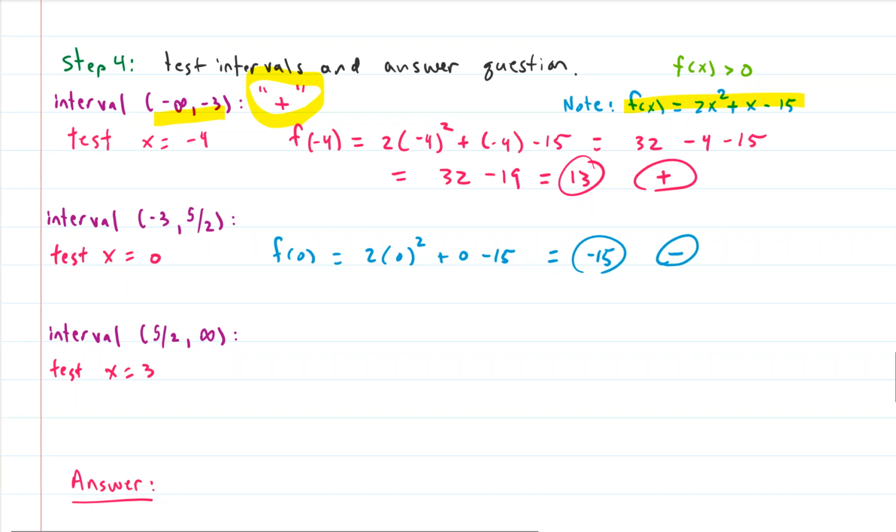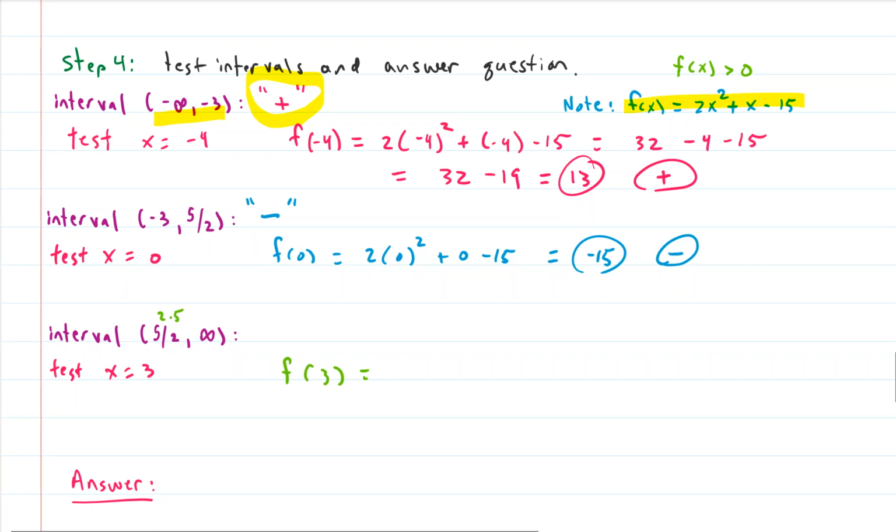So that is a minus section. So this area is negative. It's all below the x-axis in this interval. And the last interval, 5/2 to infinity, so that's 2.5 to infinity. Let's pick 3.